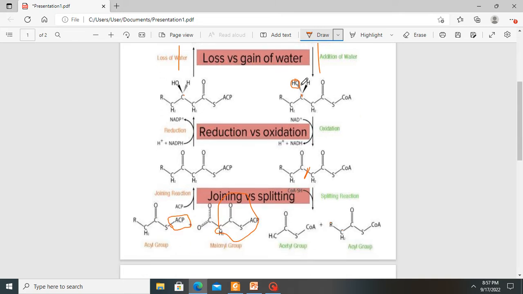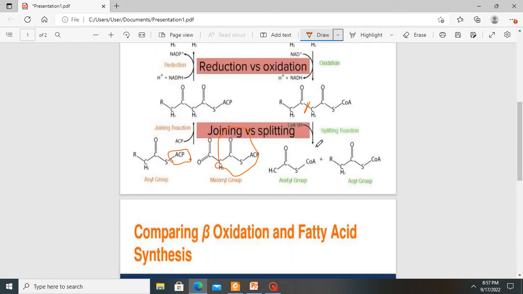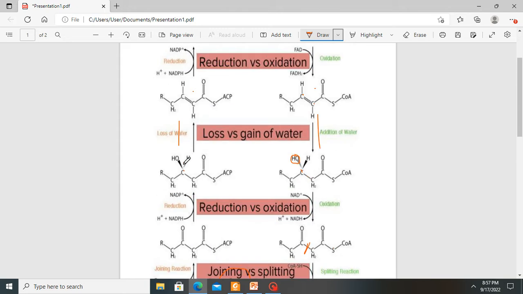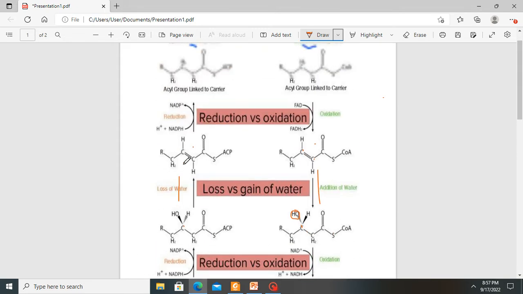Next, if we take oxidation of alcohols to ketones: in beta oxidation, we oxidize alcohols to ketones, but in fatty acid synthesis, we reduce ketones to alcohols. Now the final step of beta oxidation is splitting, whereas the first step of fatty acid synthesis is joining. So these are how we can compare the two opposing pathways. They are very similar. The first step here is just the opposite of the last step in the other. So the two are opposing pathways.